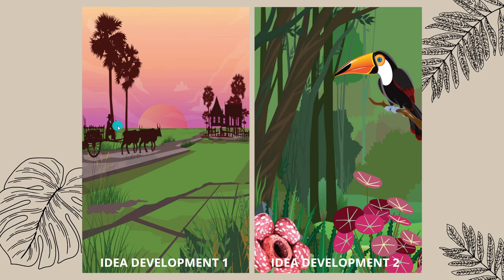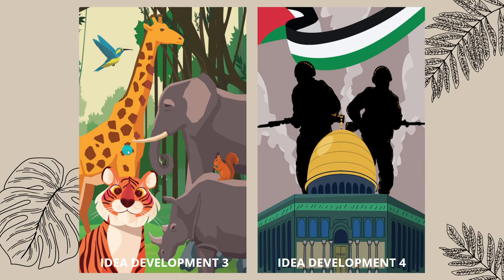For my first idea development, it is about the scenery at the paddy fields. The second idea development is about the lonely hornbill in the jungles. And then the third idea development is about the animals in the jungles. The idea development number four is about the current issue that happened during Ramadan, which is the Palestine.